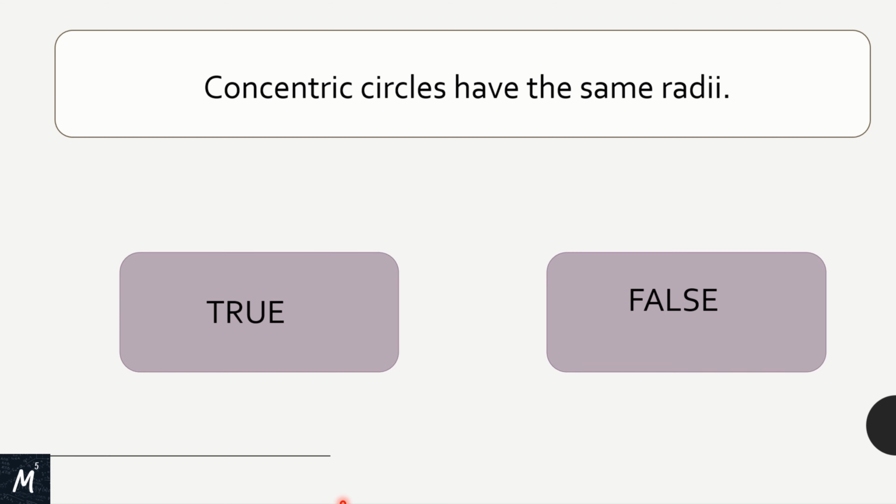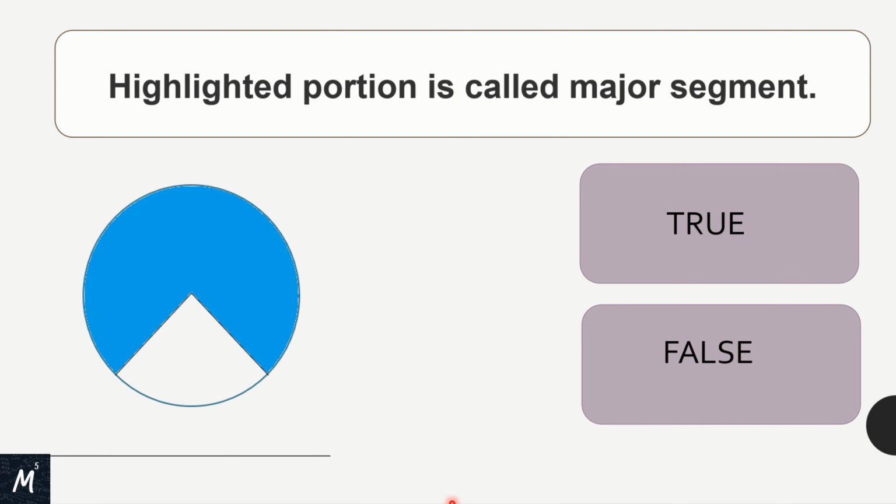Concentric circles have the same radii. So this one is false because concentric circles have the same center, not the same radii. They are different.